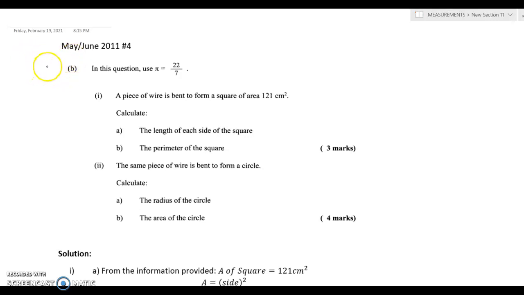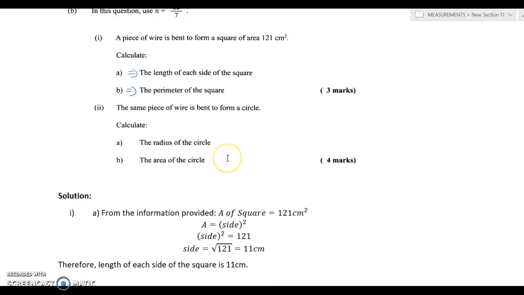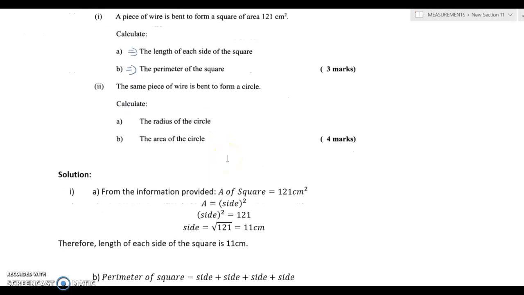And this is number 4, part B. In this question, we will use pi as 22/7. So here they tell you what to use pi as. You're not using it as 3.14, you're using it as 22/7. They said a piece of wire is bent to form a square of area 121 centimeters squared. So you want to calculate, firstly, the length of each side of the square and then the perimeter of the square.